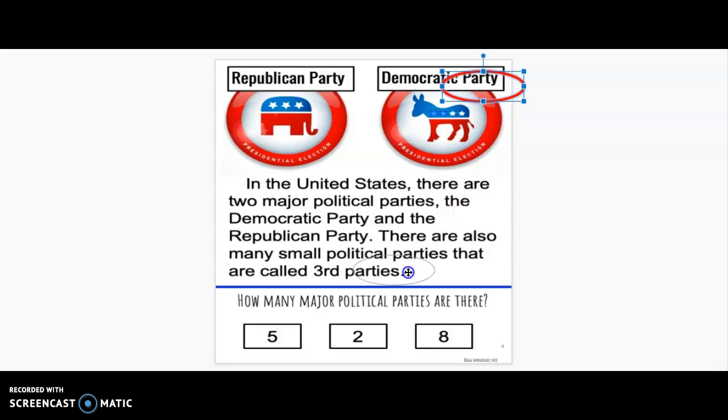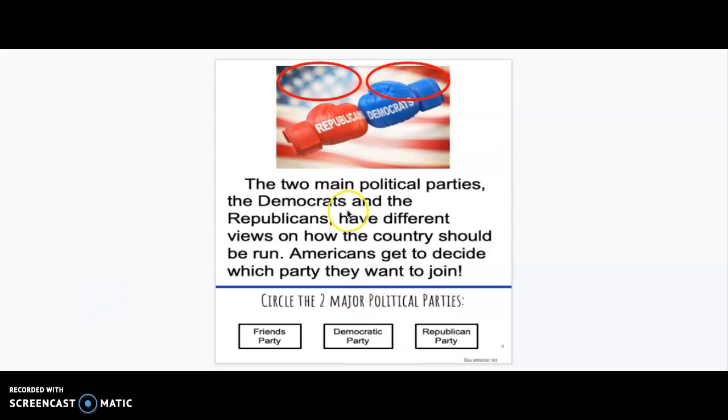That's right. There are 2 major political parties. So how many major political parties? There are 2. All right, let's keep reading. The 2 main political parties, the Democrats and the Republicans, have different views on how the country should be run. Americans get to decide which party they want to join.